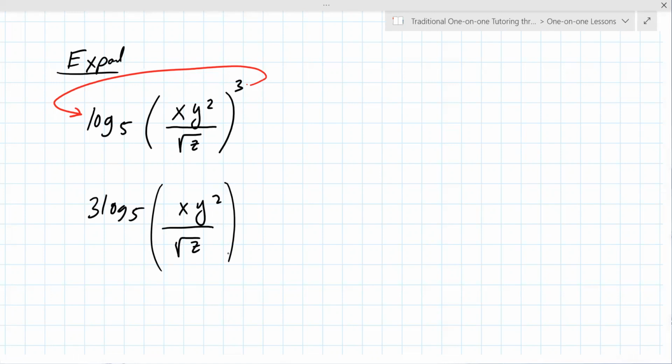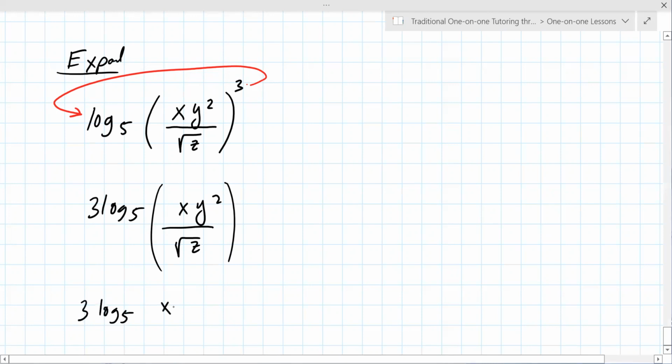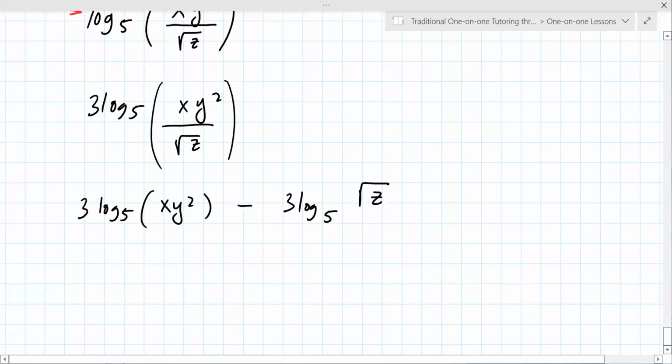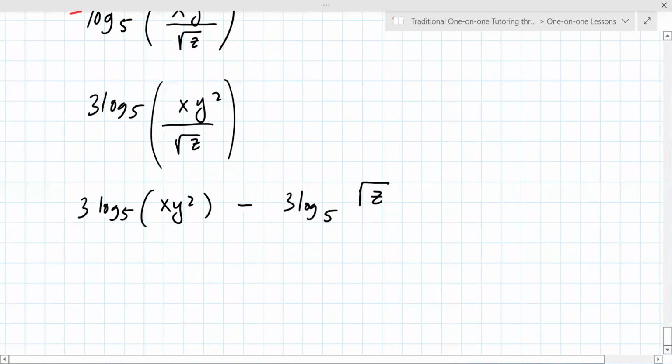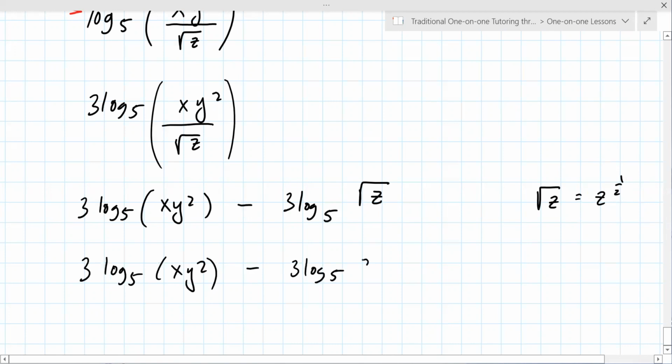Yeah. Okay. Now I would look at this as a quotient. So I would go 3 log base 5 of xy squared minus 3 log base 5 of the square root of z. Okay, and then I would rewrite the square root of z as z to the 1/2 power. Oh, yeah, I forgot to do that. Yeah, now this may be more difficult than you'll see on a test or quiz, but I think it comes up at this part of the course. So it's 3 log base 5 of xy squared minus 3 log base 5 of z to the 1/2.